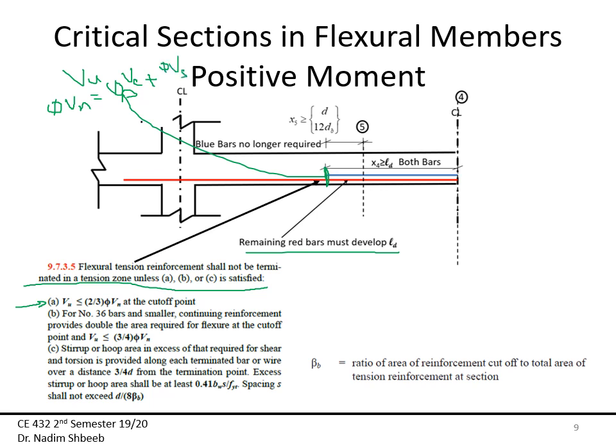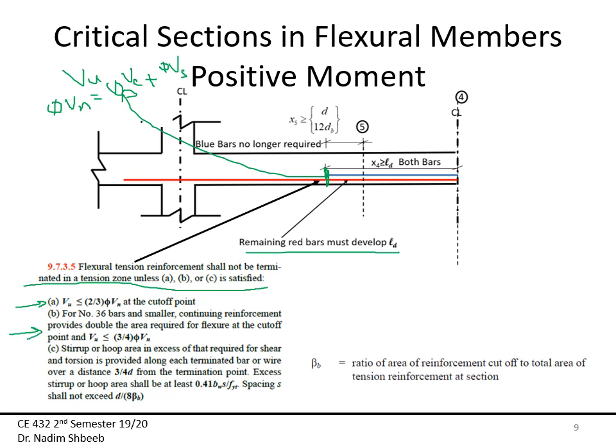So we calculate Vc, whether it's equation A or equation B, or to be more specific, whatever equation you used in your shear design, plus phi Vs. Then 2/3 of this must be larger than the calculated V ultimate, which is coming from the load. If that happens, then I can discontinue my blue bars at that location right here. If this is not satisfied, then I have to go to B.